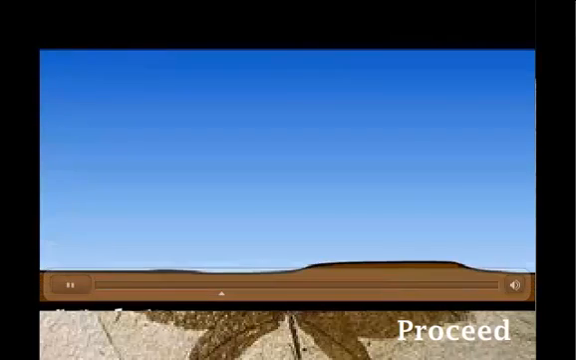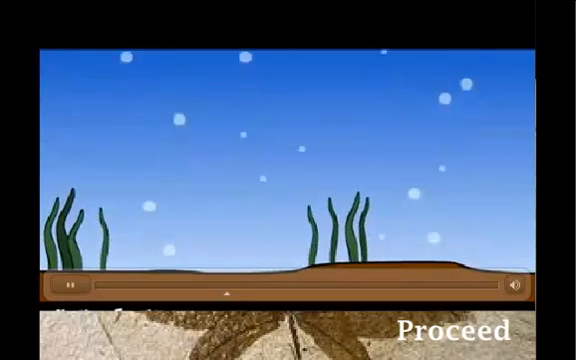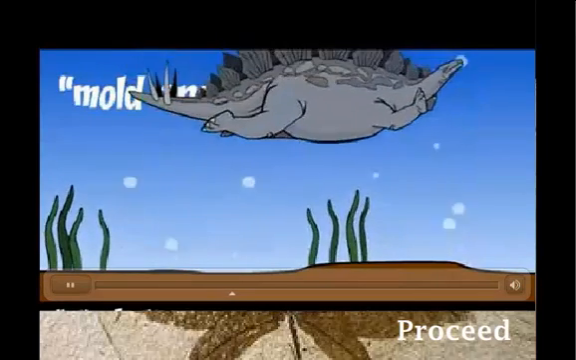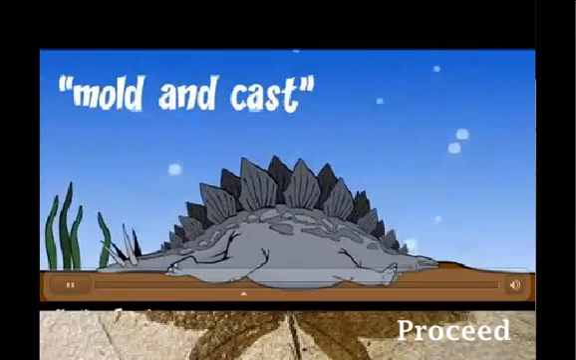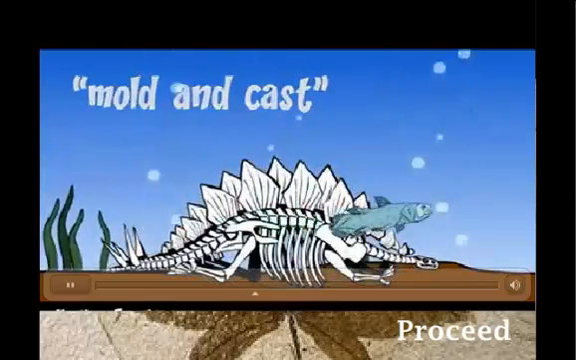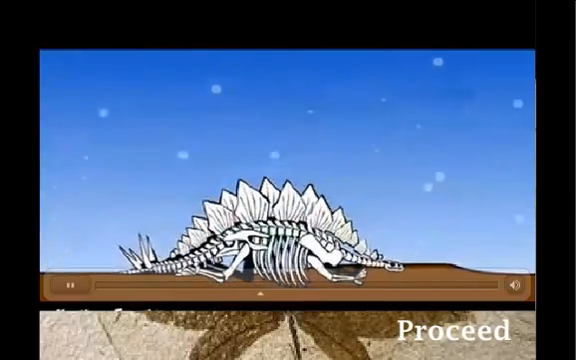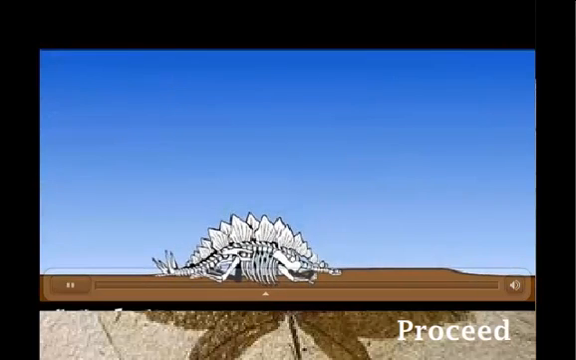Let's look at the way dinosaur bone fossils are made. Most dinosaur fossils are formed by mold and cast. Imagine a stegosaurus drowns in a river and its body sinks to the bottom of the riverbed. The flesh of the animal rots away or is eaten by smaller creatures. Eventually only the bones are left.